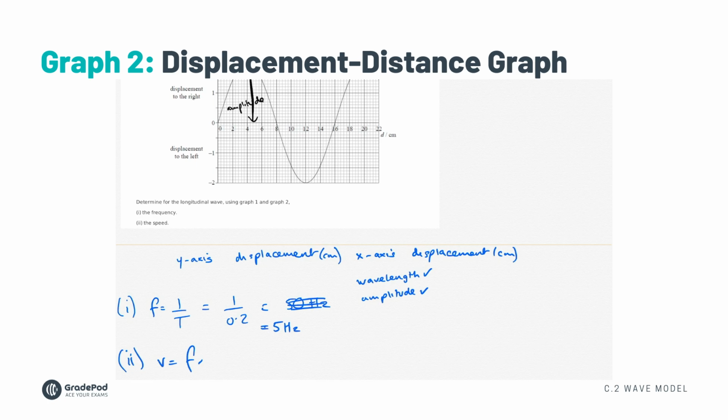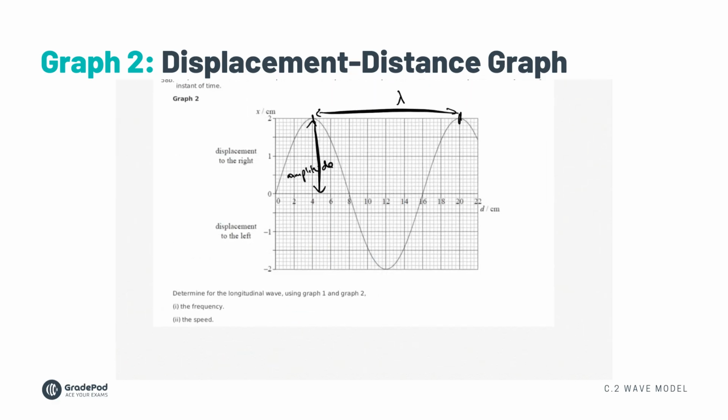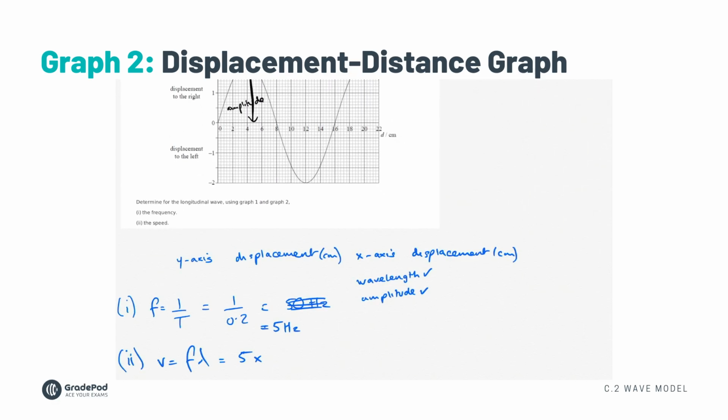Question 2 says find the speed. v equals f lambda. f is 5. Lambda is the wavelength, so we can calculate what the wavelength is. It's 16 centimetres. So the speed is 0.8 meters per second.